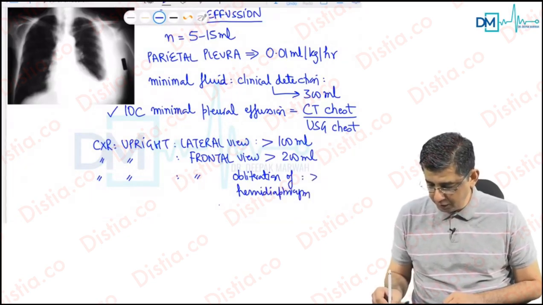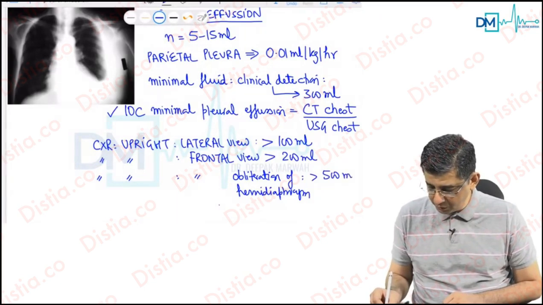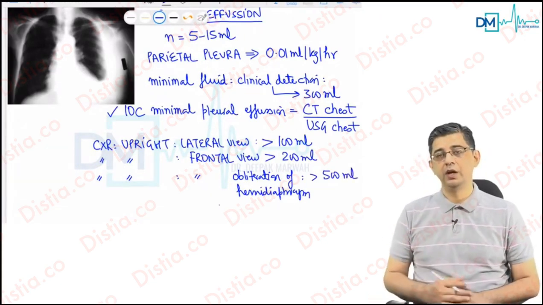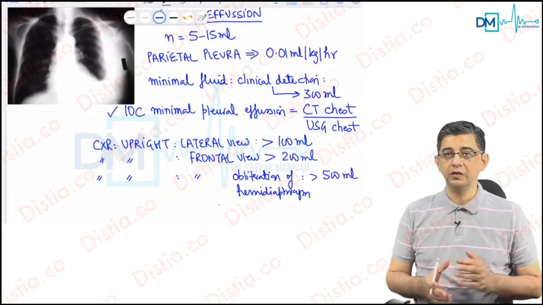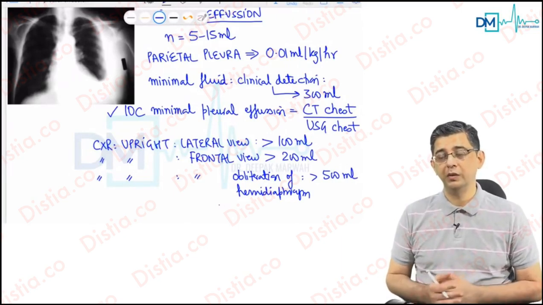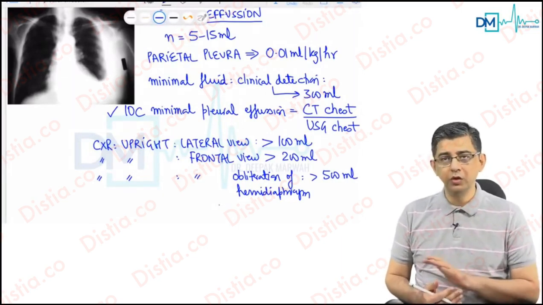Now, since I've said multiple mathematical values here, let's quickly revise as follows. The best test for detection is obviously a CT chest. 100 ml is for a lateral view, not lateral decubitus, I'm saying, because that's 50 ml and that's hugely disputed.